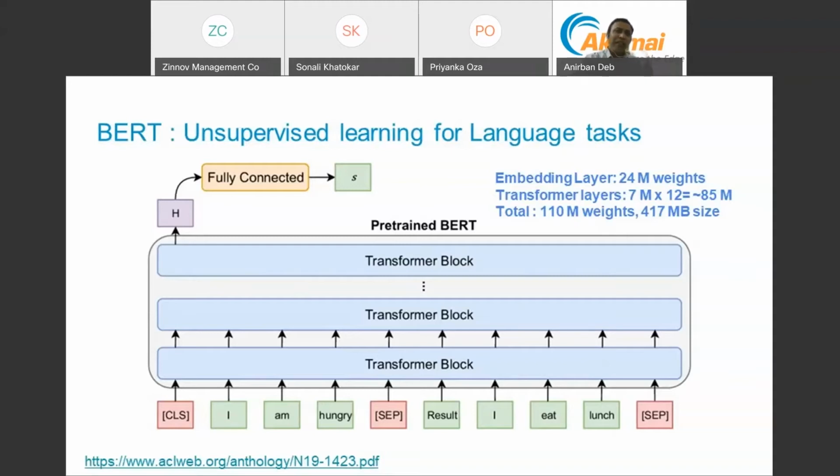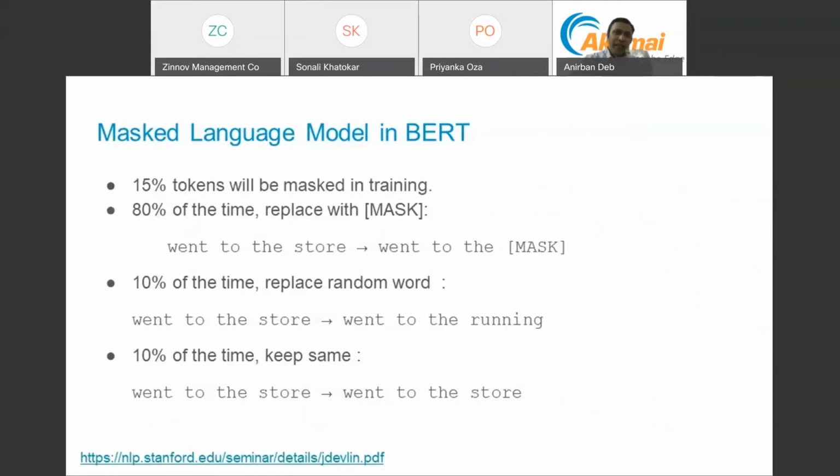And you don't need resources like a TPU on the cloud. This took 4 days on 4 TPUs to train initially. So it's very hard for somebody to train a full language model like this from scratch.